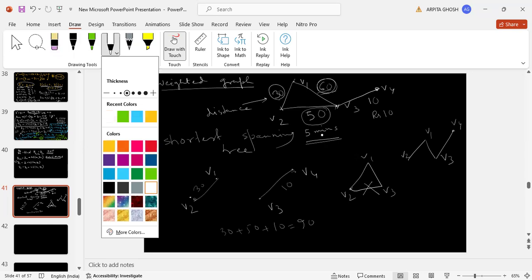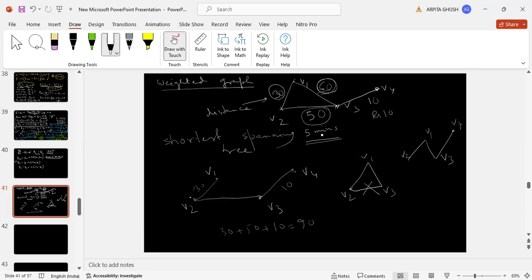So we are not joining 60. So that means this is your 50 units. The shortest spanning tree is this. V1, V2, then V2, V3, V3, V4. Is the concept clear? What do you mean by shortest spanning tree?